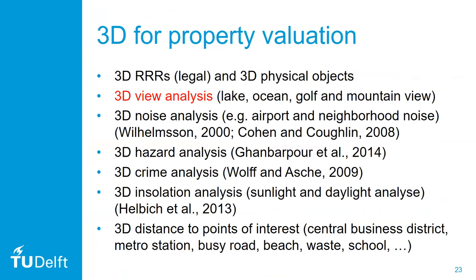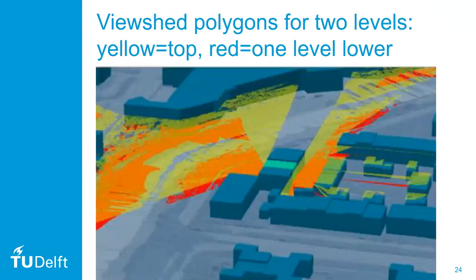3D is very important for property, as you can imagine. Here a whole list of reasons why. First of all, the 3D rights, but also view analysis, noise, hazard, crime, insulation. They are all related to the 3D location, even distance computations. So here you see a viewshed computation for one apartment building, but we show two viewsheds, one from the top floor, that is orange and yellow. And at one level lower, the view is different. It's just the orange and the red. So you see less, so that is not so nice.